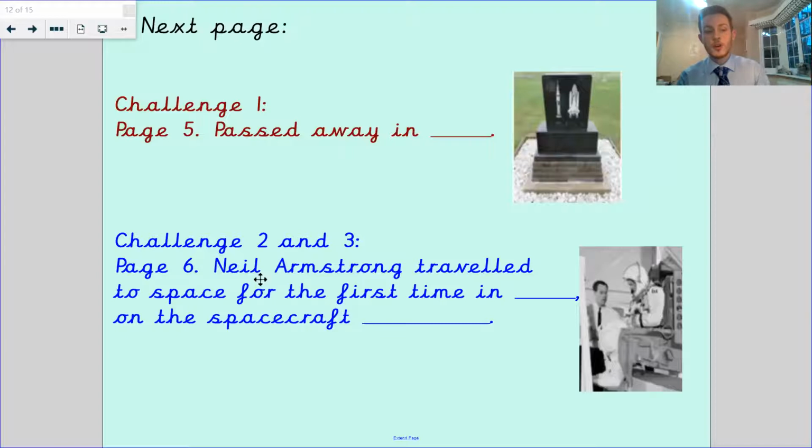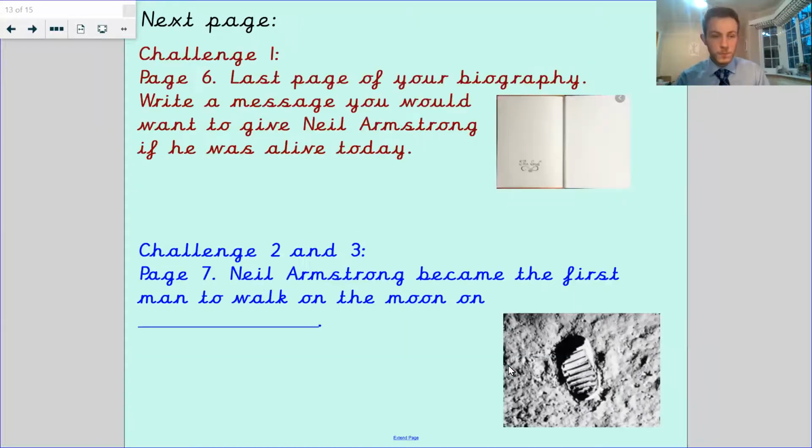For challenge 2 and 3, your page 6 is going to be Neil Armstrong traveled to space for the first time in what date? And then on the spacecraft called, and then what was his spacecraft called? Now, this is not the one that he went to the moon in. It is what he traveled to space for the first time in. We've been over this one.